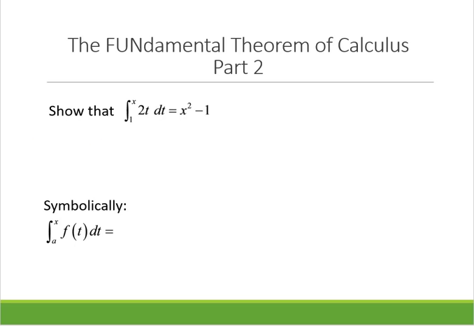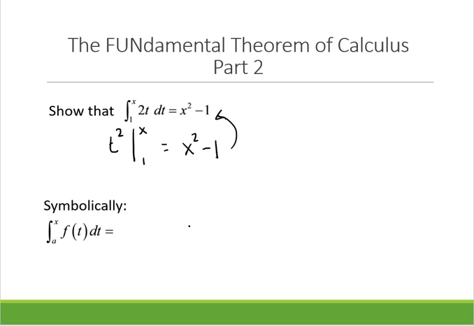Okay, so we need to show that this side equals that side. Okay, so let's work with our left side. The antiderivative of 2t is not t, because I'm not integrating, I'm integrating with respect to t, so it's t squared. And I'm going to evaluate that from 1 to x. So that means that I have x squared minus 1, which is what I have there.